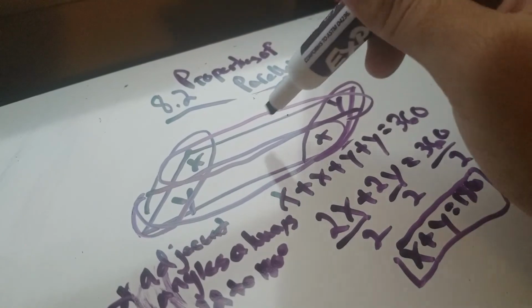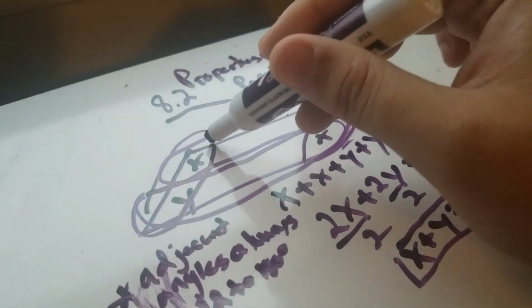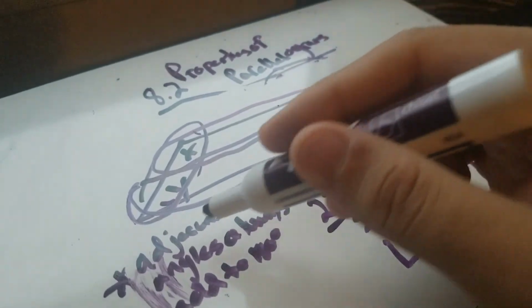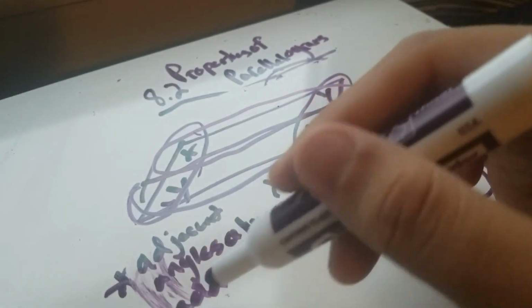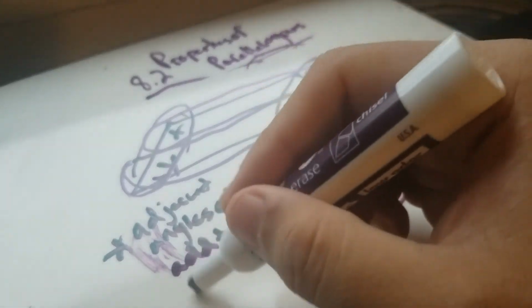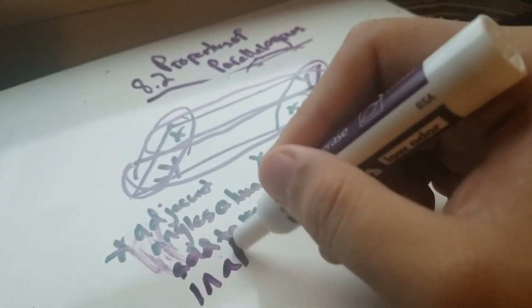Another way you could think about it, if you know the whole thing's 360, then you know half of this has to be 180. So adjacent angles always add up to 180. So that's what I want. Oh, in a parallelogram, of course. In a parallelogram.